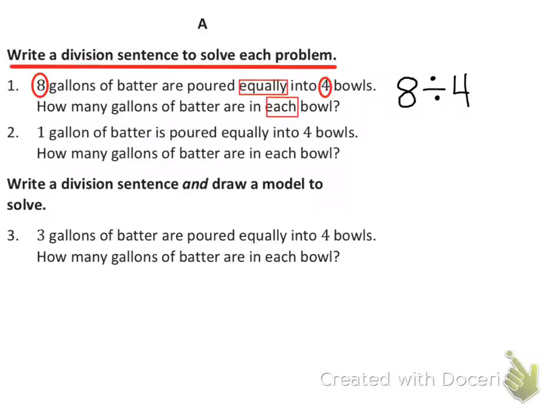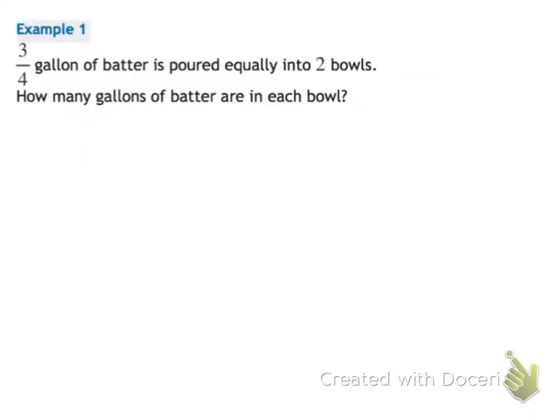Number 2, 1 gallon of batter is poured equally into 4 bowls. How many gallons of batter are in each bowl? So I'm looking at 1 gallon, and that's poured into 4 bowls. And the words equally and each tell me it's division. So I would set this up as 1 divided by 4. Now, I'm going to go ahead and skip number 3 and get right to the lesson because it's very similar.